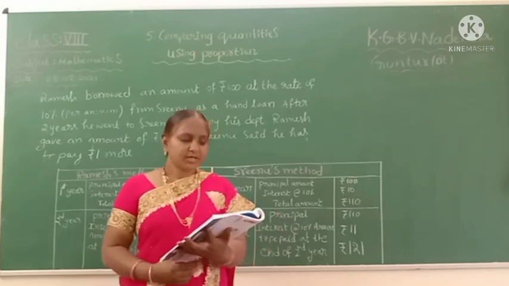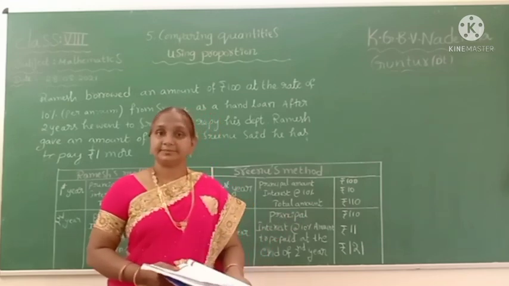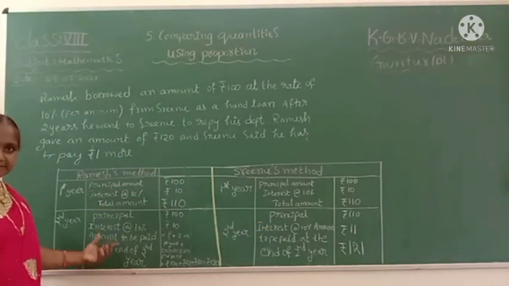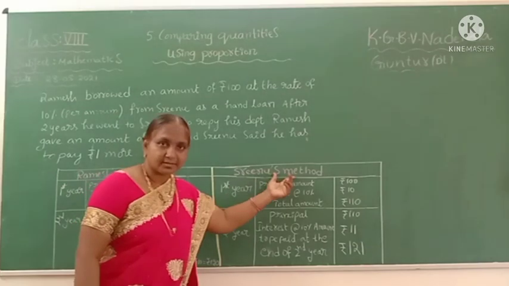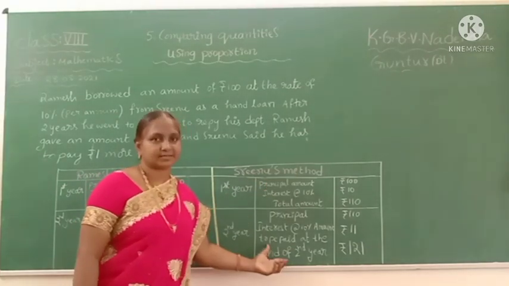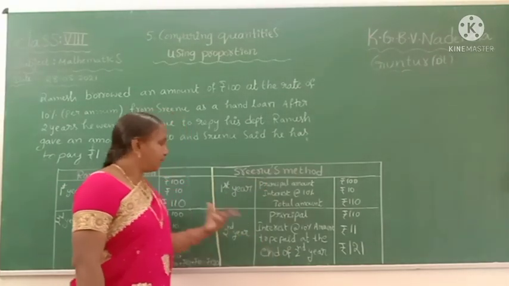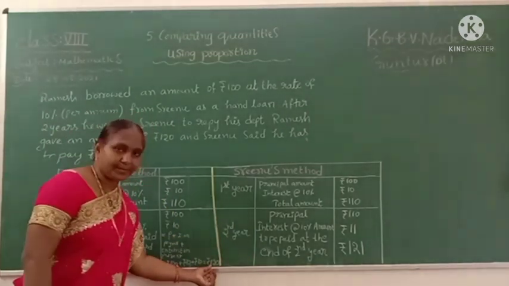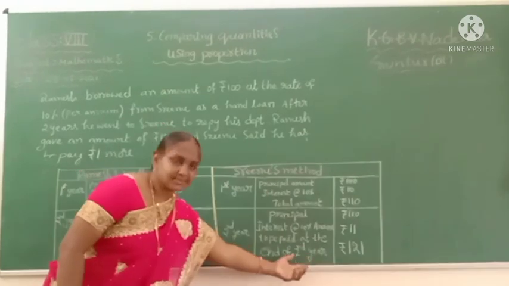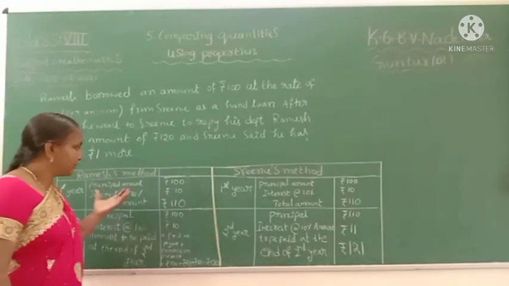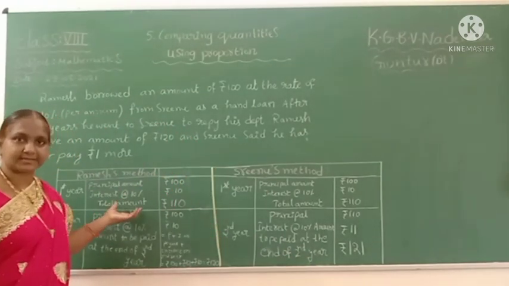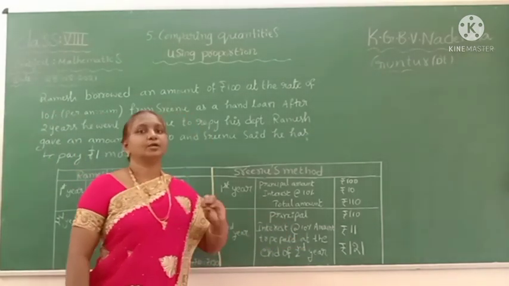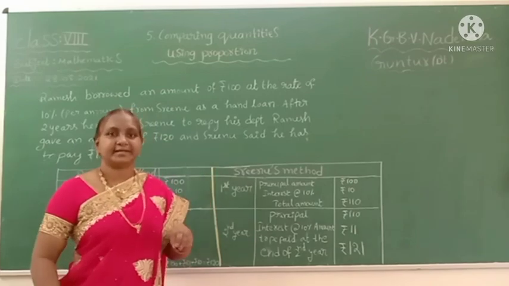Which type of interest would you prefer? Ramesh calculated simple interest. Srinu calculated compound interest. Which method do you feel is better? In this method, we have to pay less amount than in the other method. So, we prefer simple interest method. In compound interest method, we have to pay more amount than simple interest.